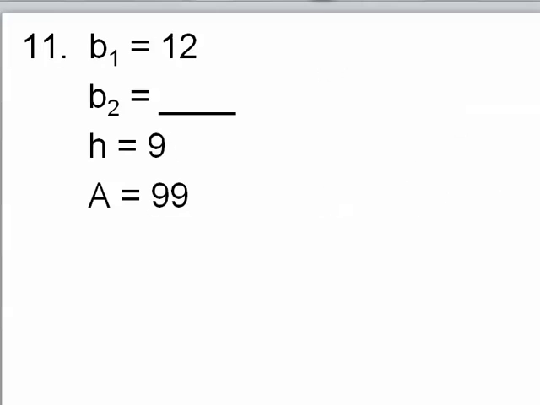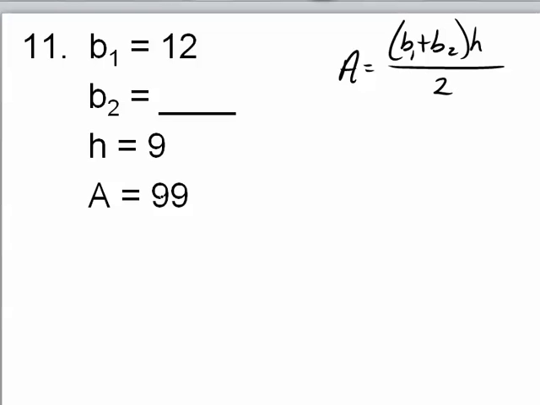Let's try another one. Still a trapezoid. Area of a trapezoid is the quantity of base 1 plus base 2, and those are just subscripts representing the 2 bases, times height divided by 2. Again, you could be asked to solve for any part.